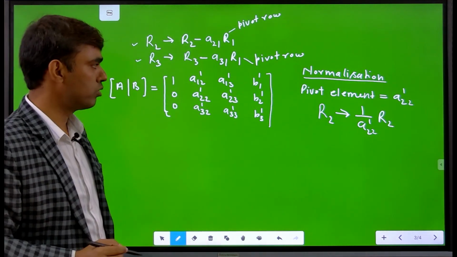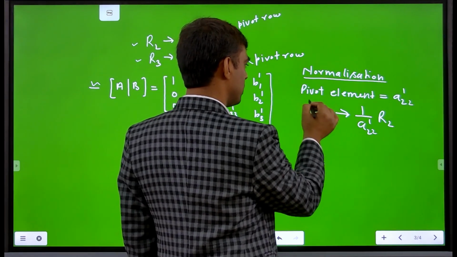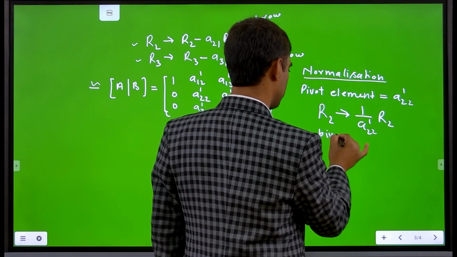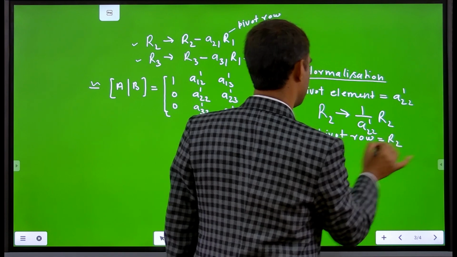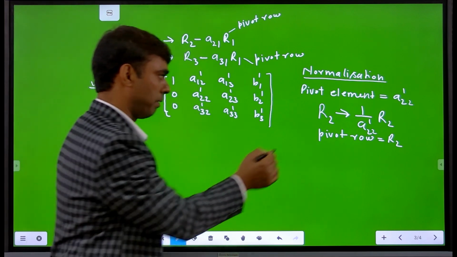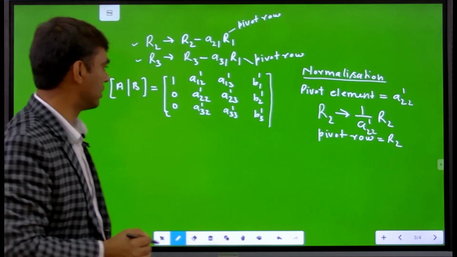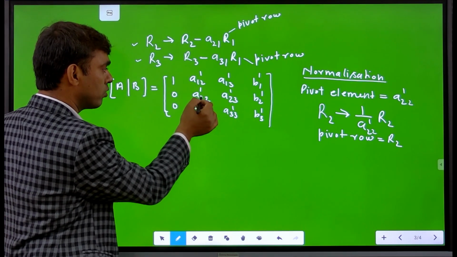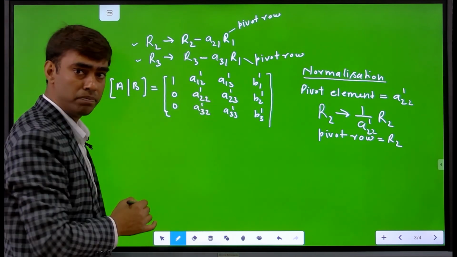The pivot element is A22 dash and the pivot row is R2, so here we write the pivot row also. After performing the normalization, we divide the second row by A22 dash. If we divide the second row by A22 dash, then the second diagonal element becomes 1.